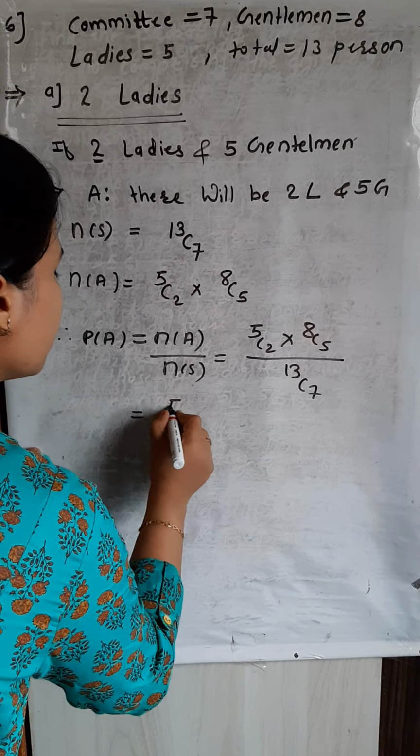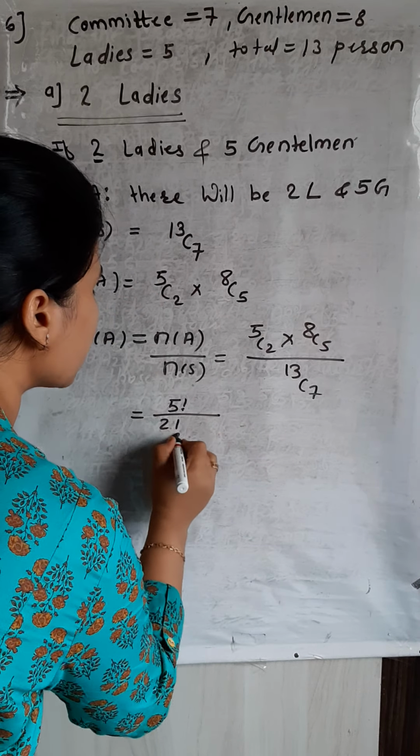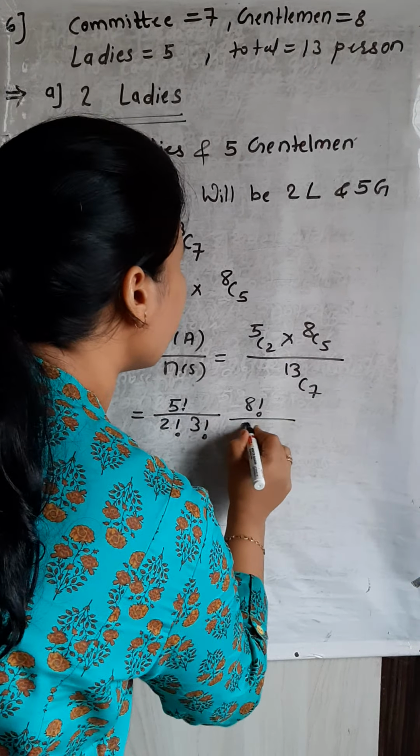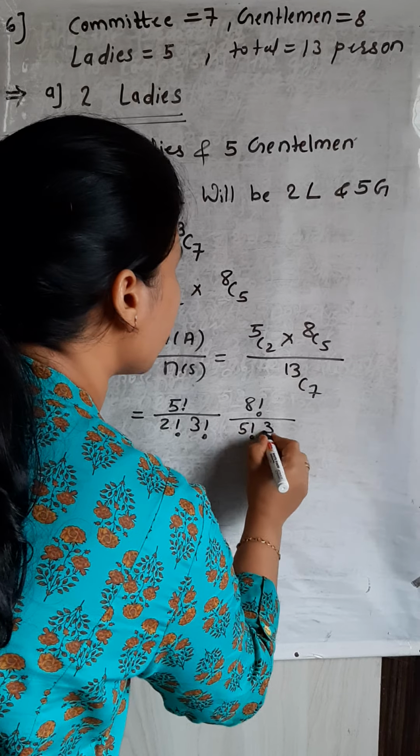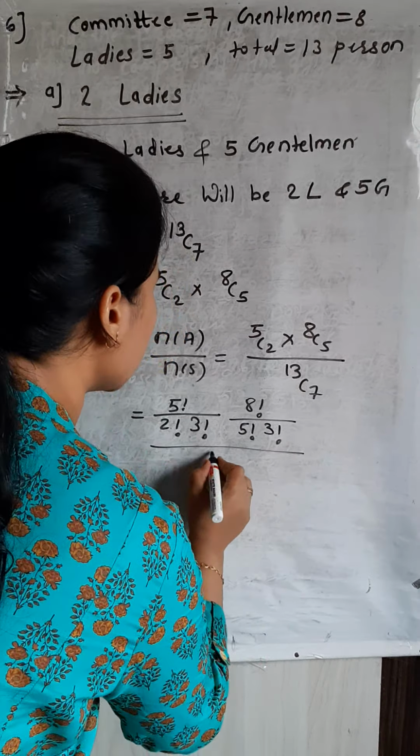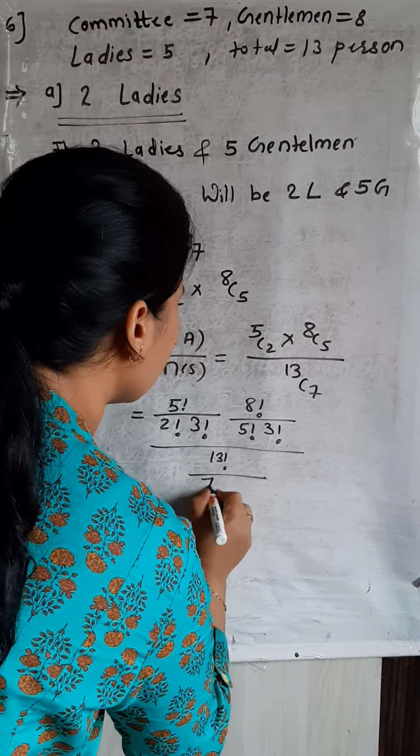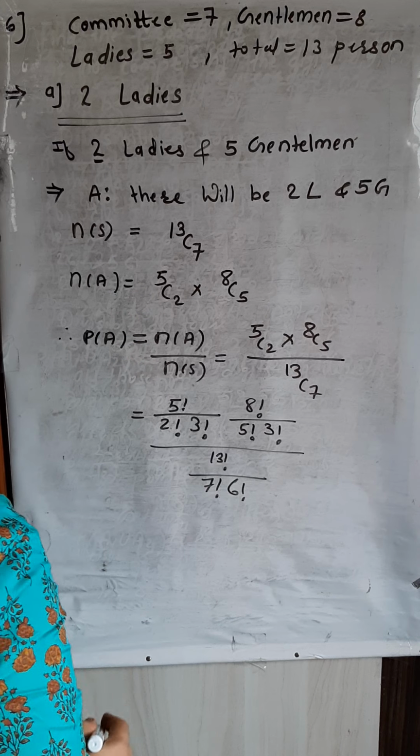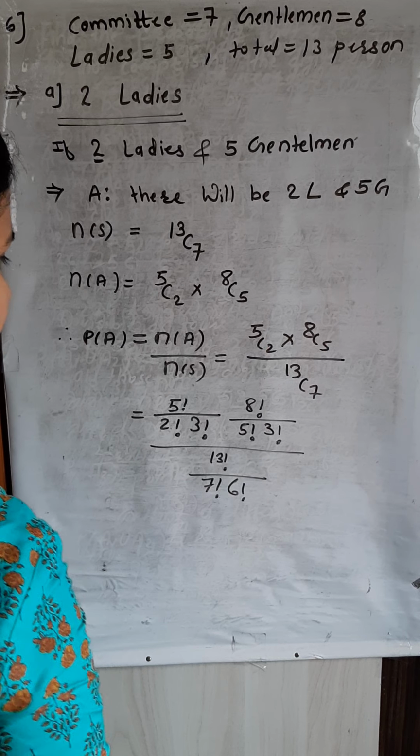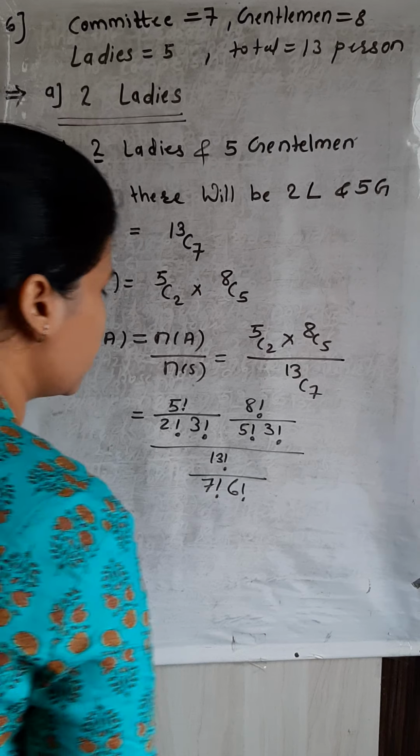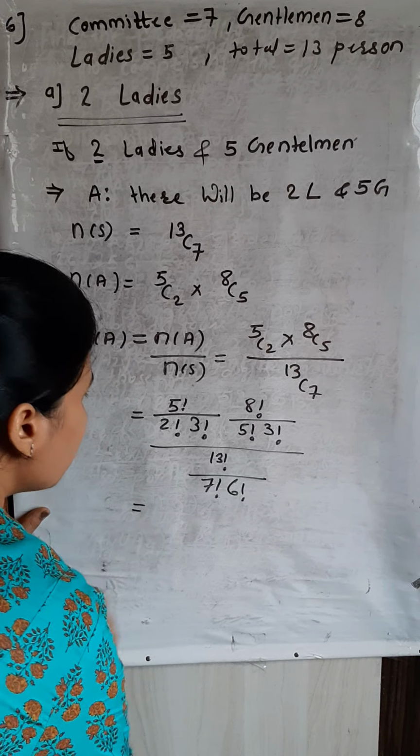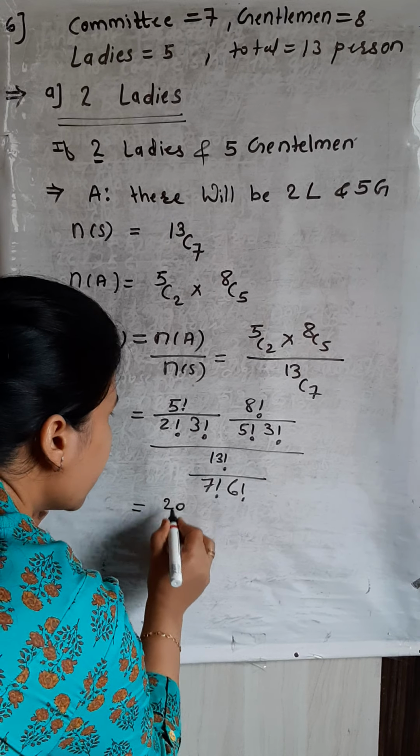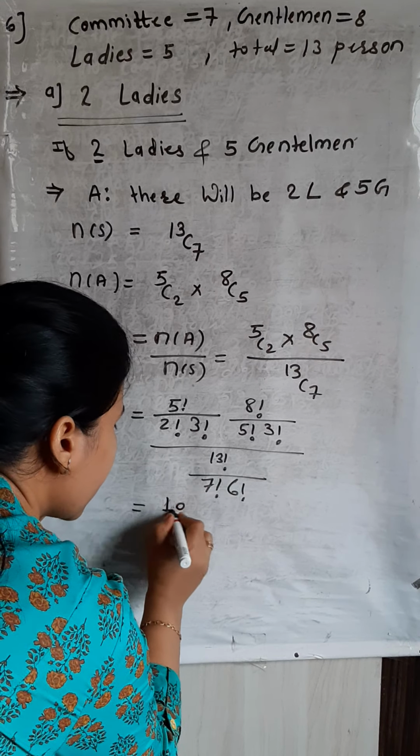Okay, 5C2 will be 5 factorial by 2 factorial into 3 factorial. 8C5 will be 8 factorial divided by 5 factorial into (8 minus 5) factorial, that is 3 factorial. 13C7 will be 13 factorial divided by 7 factorial into (13 minus 7) factorial, that is 6 factorial. Now, write this equal to: out of 5 factorial, if we cancel 3 factorial, 5 into 4, 20 will remain there. 20 by 2 will give you 10. I am doing this directly.